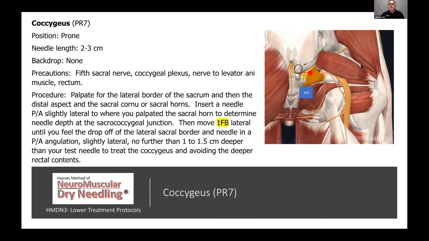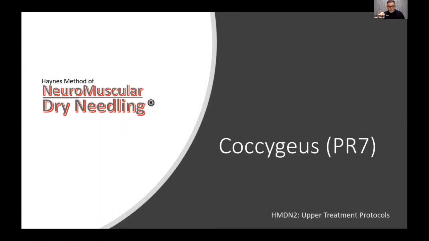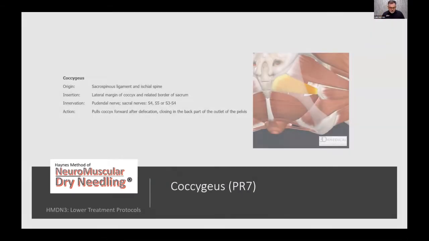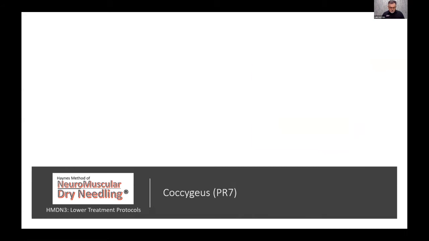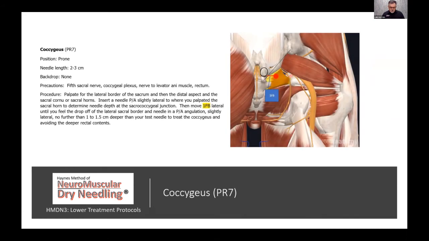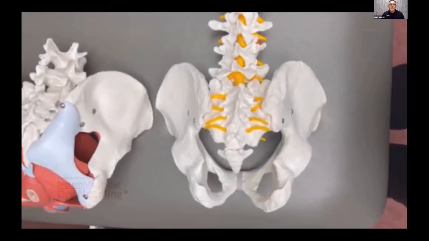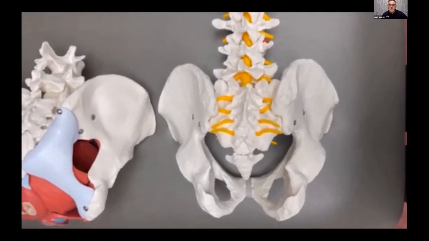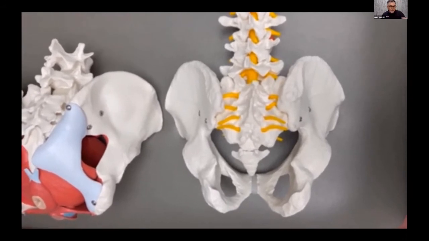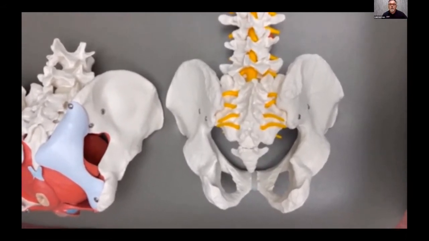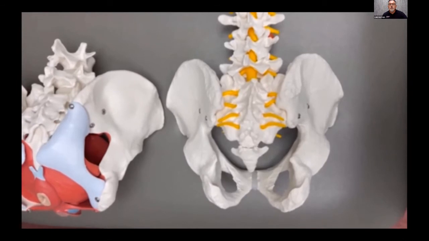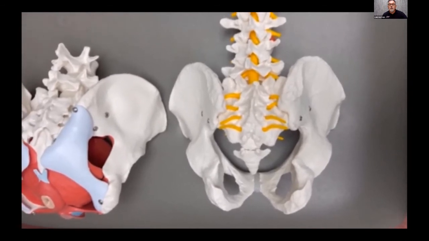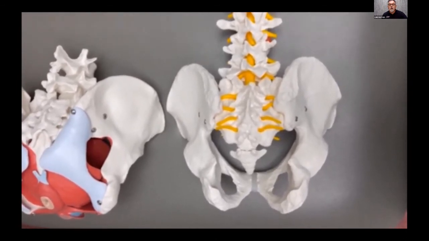Coccygeus, again, we're going to find the horns, 1 finger breadth lateral from that after we've identified our needle depth with our test. For the coccygeus, the patient position will be prone. Needle length here will be 2 up to 3 centimeters, and there will be no backdrop. Precautions here for the 5th sacral nerve, the coccygeal plexus, the nerve to the levator ani muscle, and the rectum.